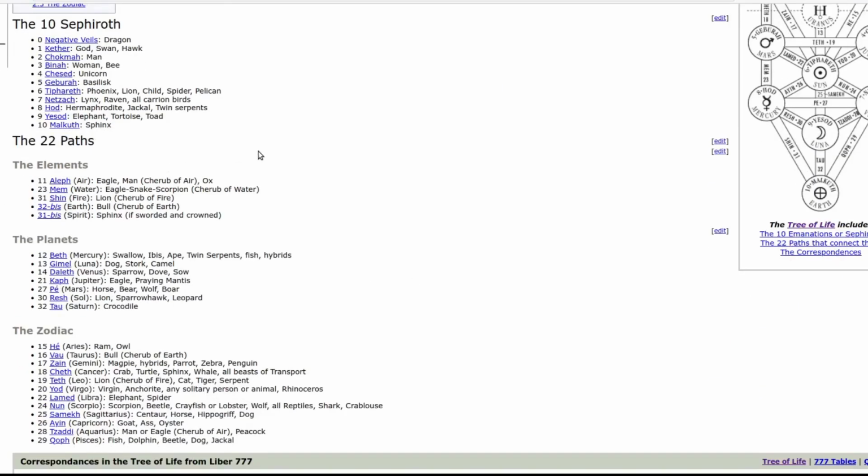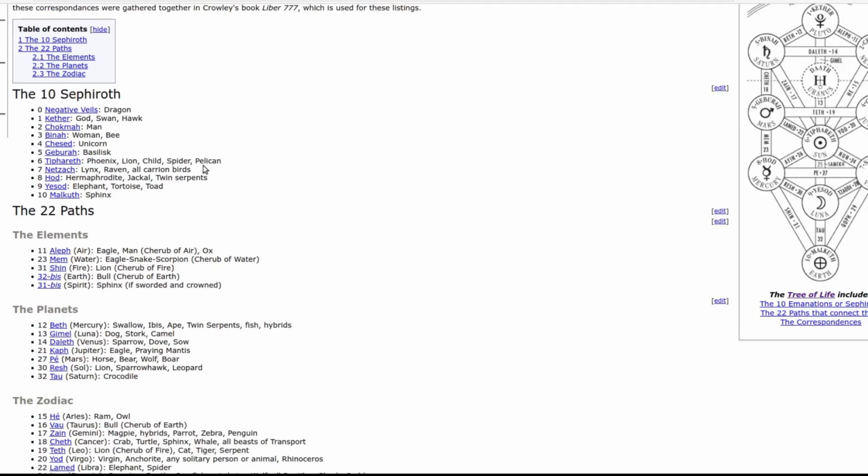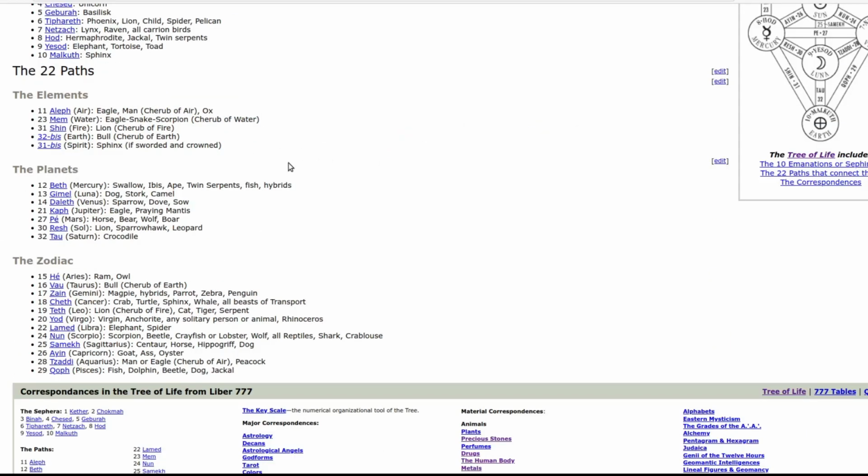You look at the animals. Tiferet, the phoenix, the lion, the child spider, pelican. Unicorn for Hesed, that's kind of cool. Banar, the woman. Hokmah, the man. Of course, God is and the dragon, the negative veils, which is the above. It's quite interesting. The air, eagle, man, and also Mercury, I think, is man, or I think so. Yeah, or you could look at the zodiac. The ram, the owl, the bull, magpie, parrot, zebra, penguin, crab, turtle, sphinx, etc.